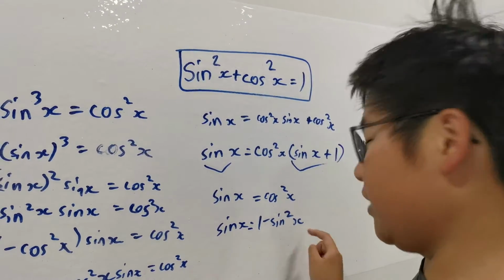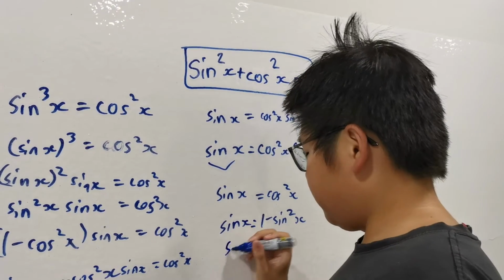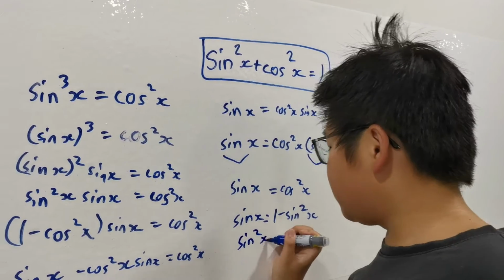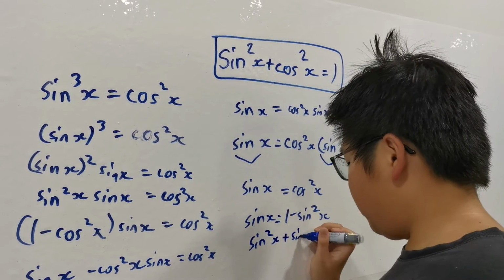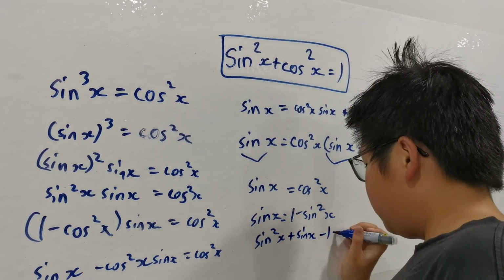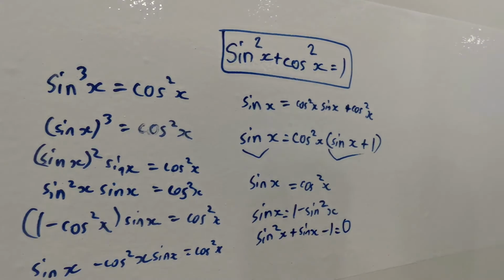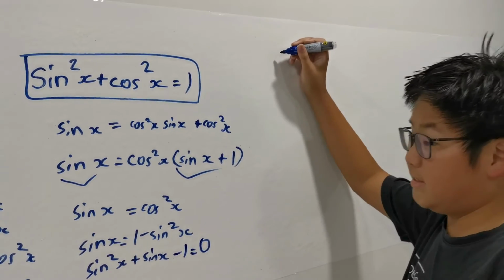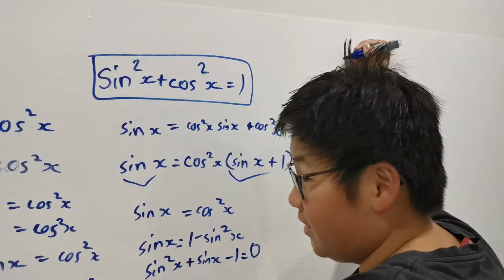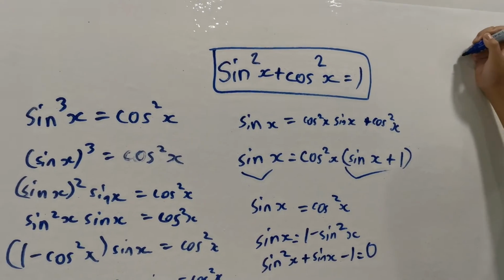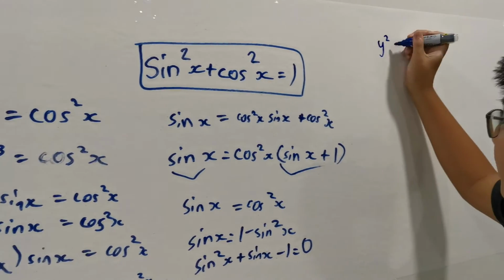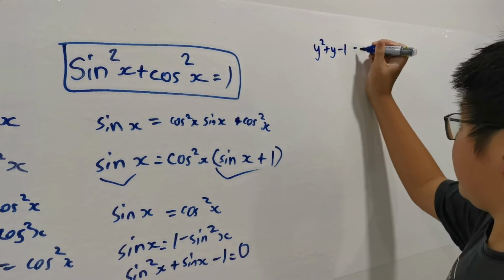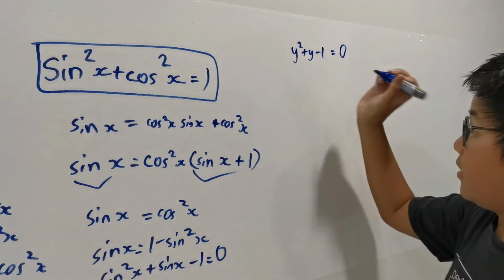We will now solve this quadratic. We will make the left-hand side into a quadratic equation of sine x. We see that sine squared x is sine x squared. And this can also be written as y squared plus y minus 1 equals 0.